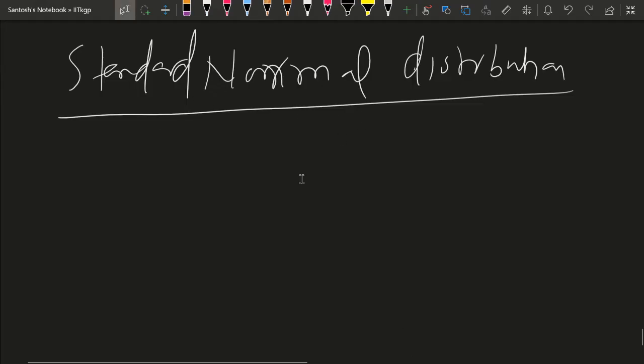So you know this word already, right? Standard normal distribution, you know already. Or is there anyone who has not seen this word earlier? Standard normal random variable or a standard normal distribution.